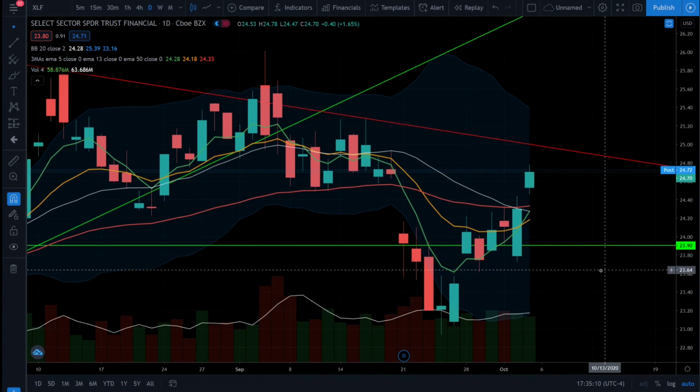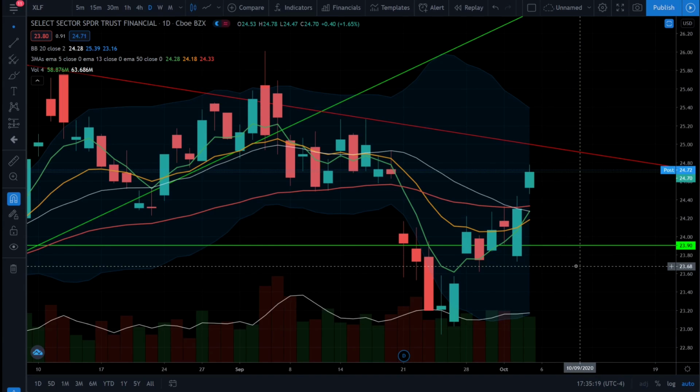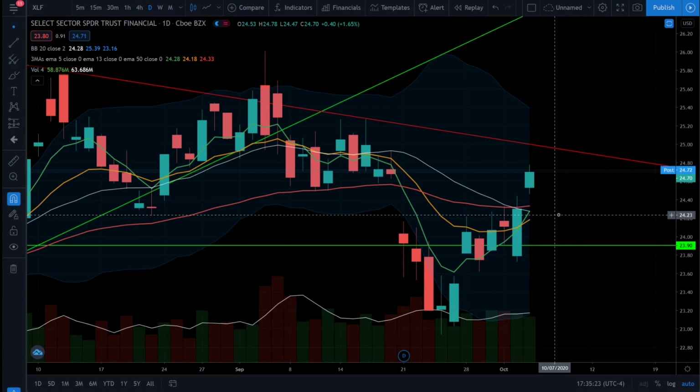Next up, we'll take a look at the financial sector, and we do see the financial sector looking very good today, and we're starting to see a bullish trend develop with that 5 EMA finally breaking above the 13 EMA and the price action closing above that 20 simple moving average. We also got a nice close above the 50 EMA, and it does look like the financials are starting to break that short-term bearish trend.